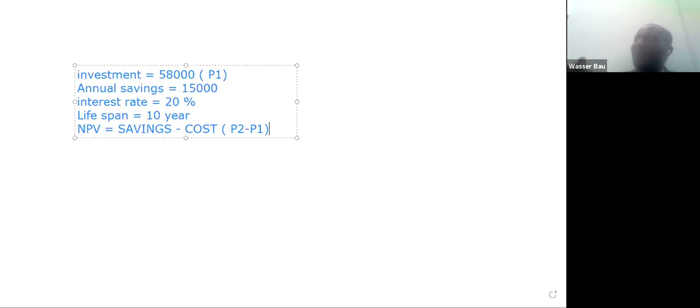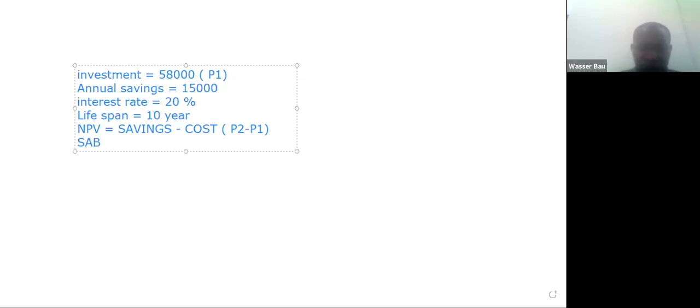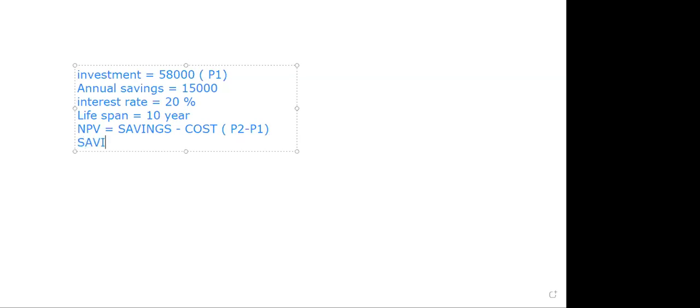The cost of investment. Engineer, I think it's also important that you put PV savings, that is present value of the savings, because the savings can also be in future, and sometimes it's given in future value, so it has to be brought to present value. So it's important you put PV savings minus PV cost.